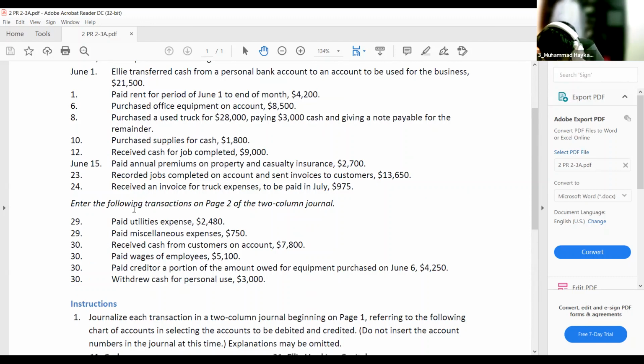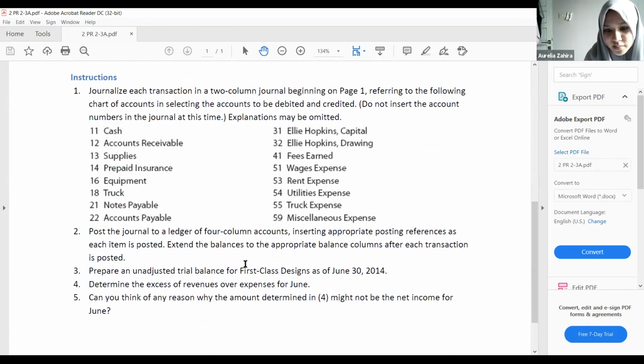Wait, I'm suddenly confused by myself. Okay, so thanks. Let me ask another student if they have a better explanation about the answer. So let me ask Zahira, Aurelia Zahira. Yes. Okay, so what is your answer for number 5?